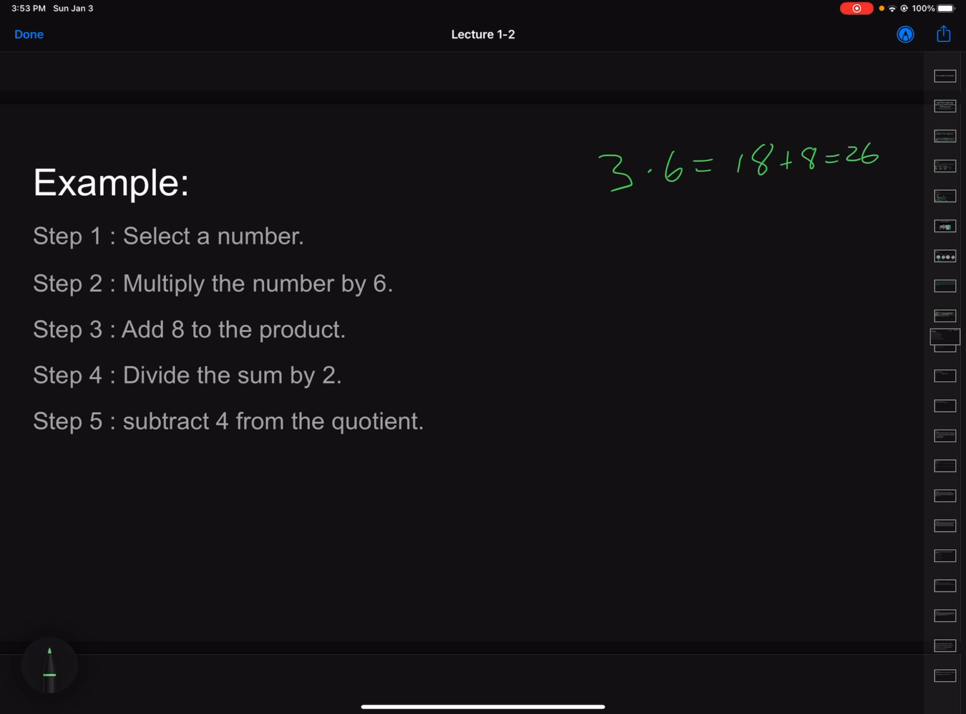I'll divide the sum by 2. That divided by 2 is equal to 13. And then I'll subtract 4. So I chose the number 3, and what I ended up with was the number 9. Subtract 4, I'll get the number 9. And so our question is, what is the rule here? So I went from 3 to 9. You should pause the video and choose your own number and see what you end up with.